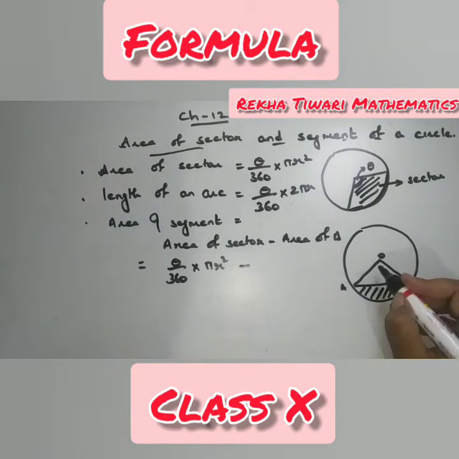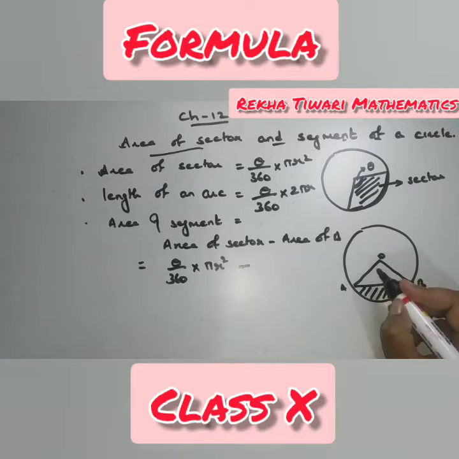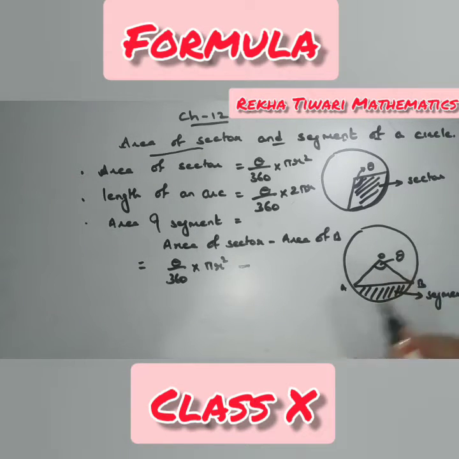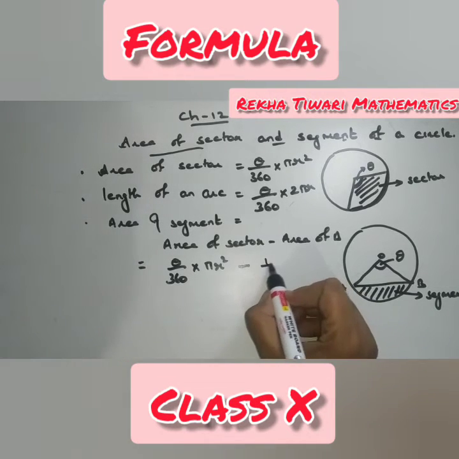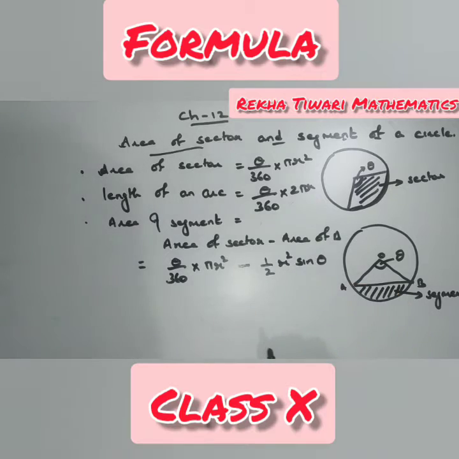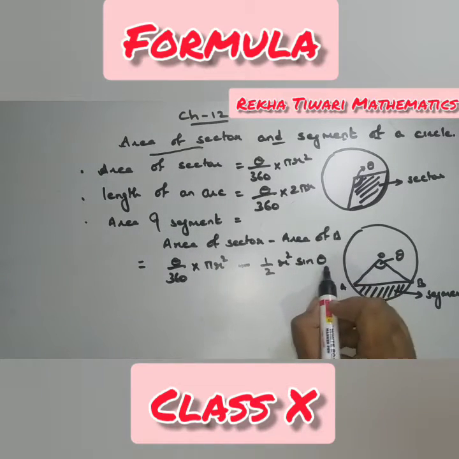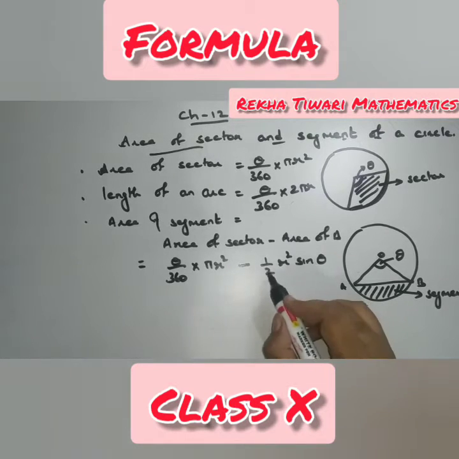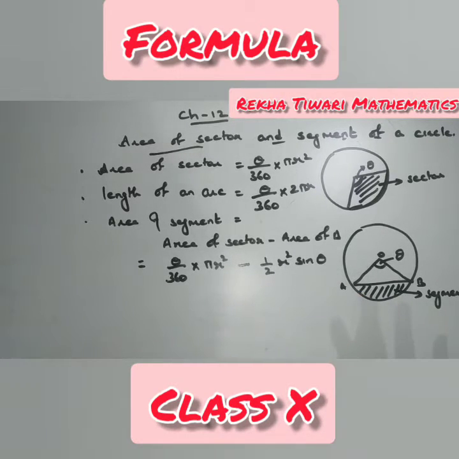So area of sector, the formula is theta by 360 into pi r square minus area of triangle. I told you that if theta is 90, it is half base into height. But if theta is other than 90, then the formula is half r square sine theta. Why sine theta we are using? Because sine 90 is 1. So there is no change in the formula. It remains half r into r, that is half base into height. Okay, so these three formulas you have to learn. Let us proceed to the next exercise to make the concept more clear.